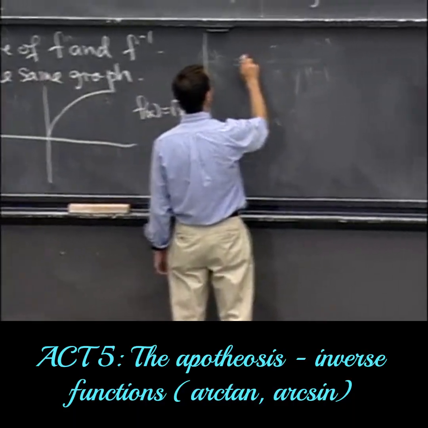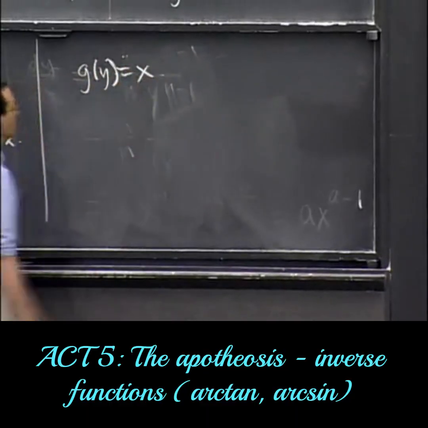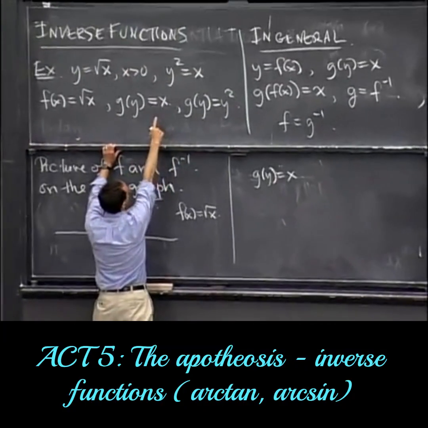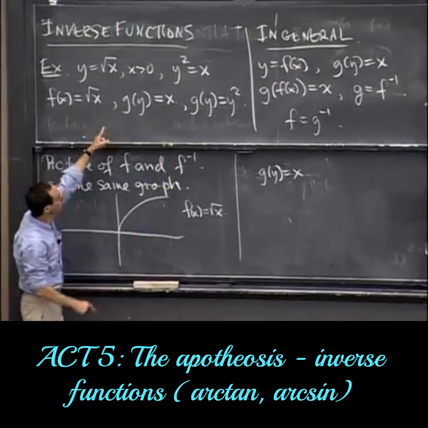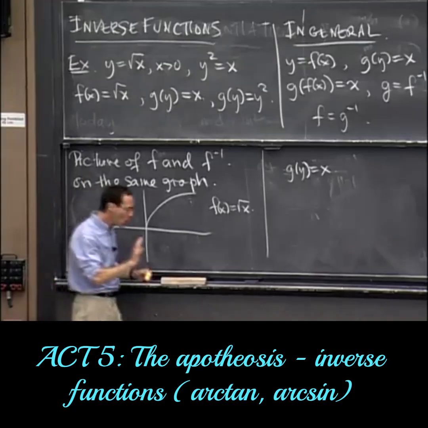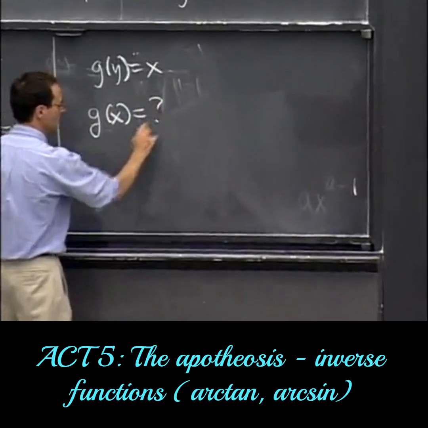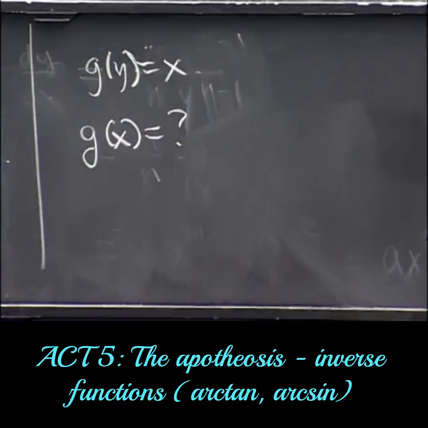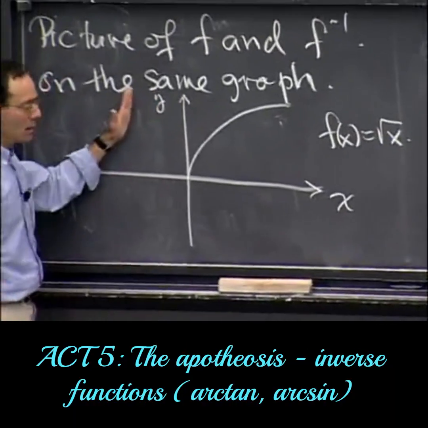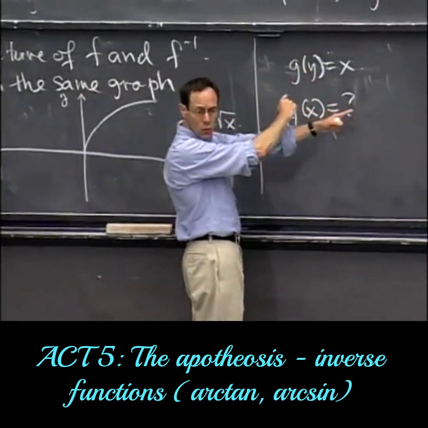If you have g of y is equal to x, that's really just the same equation, right? This is the equation g of y is equal to x. That's y squared equals x. This is y equals square root of x. Those are the same equation. It's the same curve. But suppose now that we wanted to write down what g of x is. In other words, we wanted to switch the variables, so draw them, as I said, on the same graph with the same x and the same y axes.